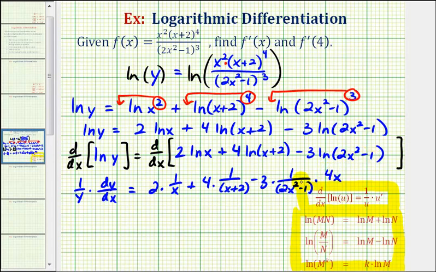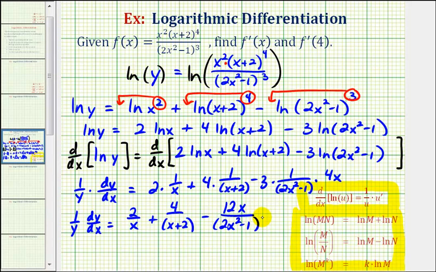Now let's go ahead and find these products here. We'd have 1 over y dy dx is equal to, this would be 2 over x plus 4 over the quantity x plus 2. Here we'd have minus 12x divided by the quantity 2x squared minus 1. And now to solve this for dy dx, we would multiply both sides of the equation by y.